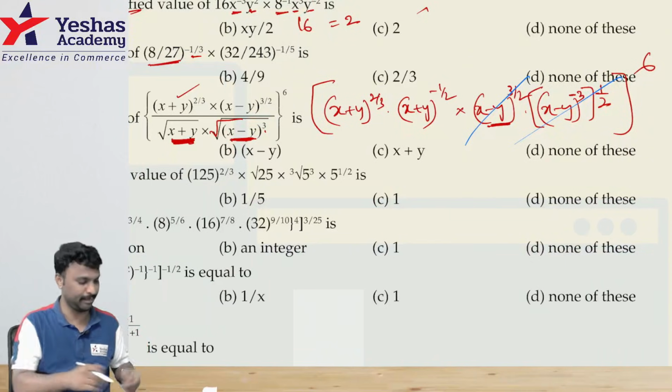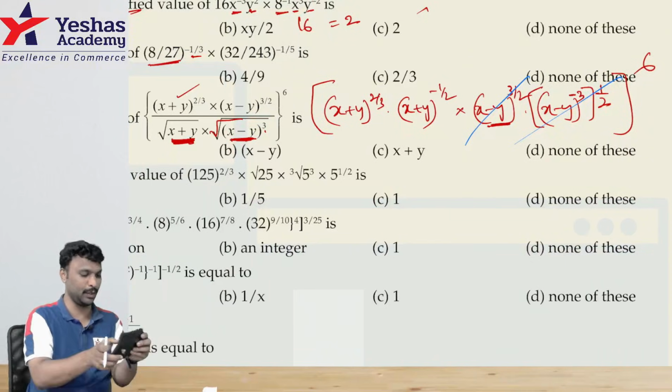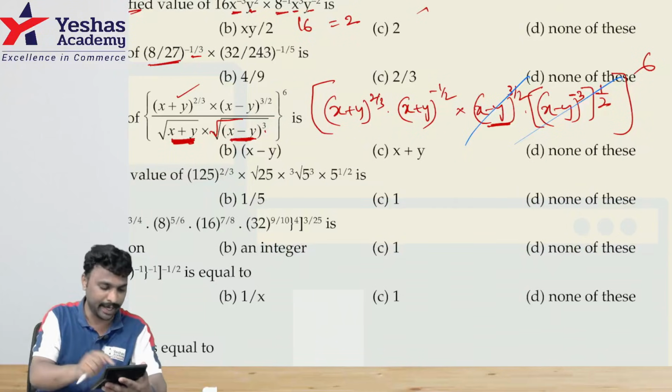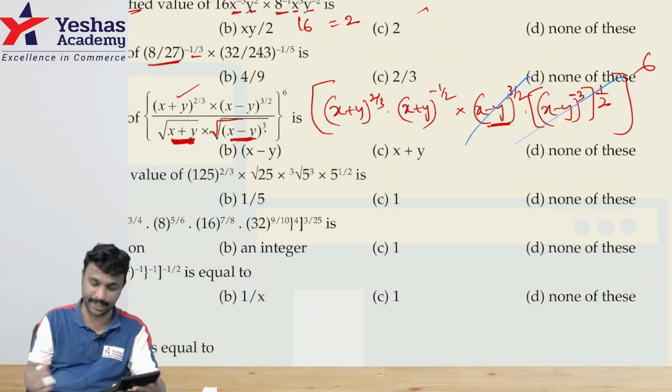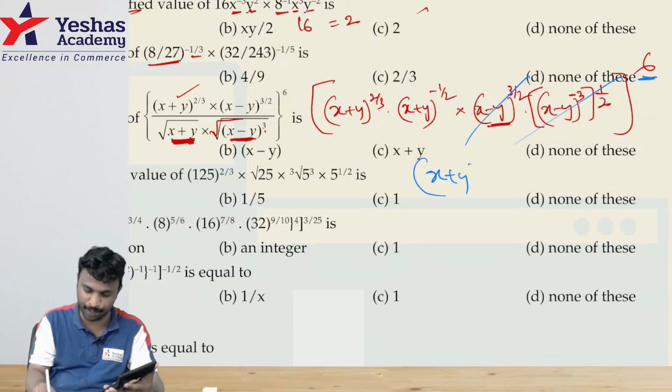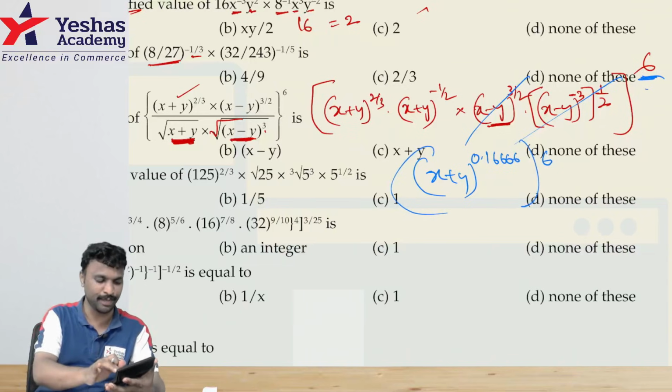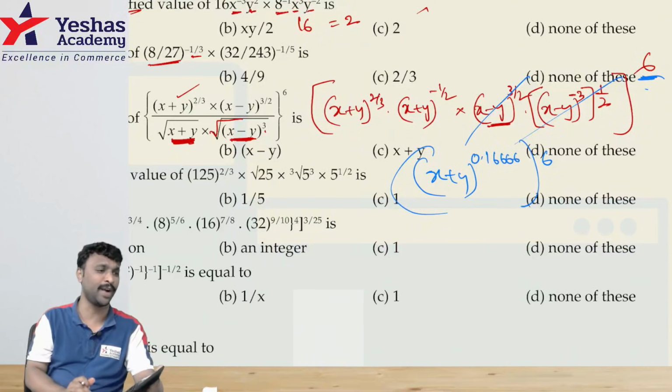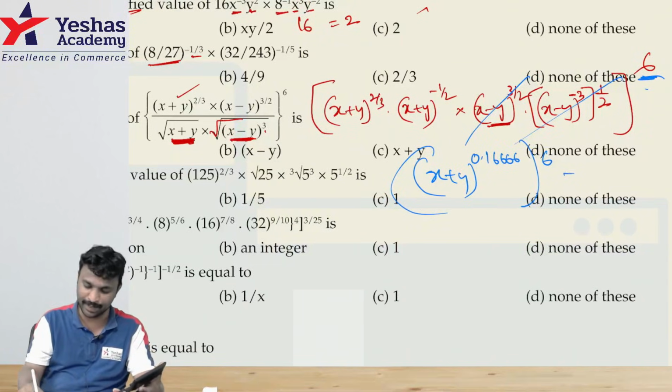So what are we left out with? It's 2 by 3. Type 2 by 3 in the calculator. 2 by 3 M plus and 1 by 2 M minus MRC, 0.1666. Power 6 is there, so powers always get multiplied. See, it's basically x plus y whole power 0.16666, whole power what we have, 6. Just multiply that with 6, you get what? 0.9999. That means x plus y whole power 1.